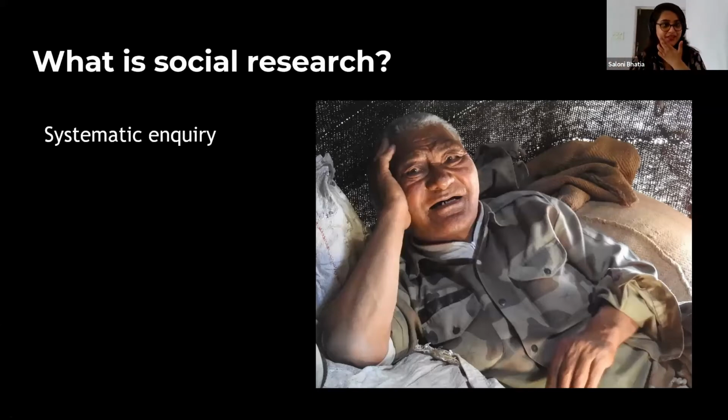Obviously, it has the word social in it. It's a form of inquiry that is systematic in nature. And what do we mean by systematic? Would anyone like to try that out? What do you mean by systematic inquiry? Structured. Yeah, that's right. It's structured, it's scientific, it's logical and empirical in nature. It's process driven. That's correct. Properly designed. Anyone else?